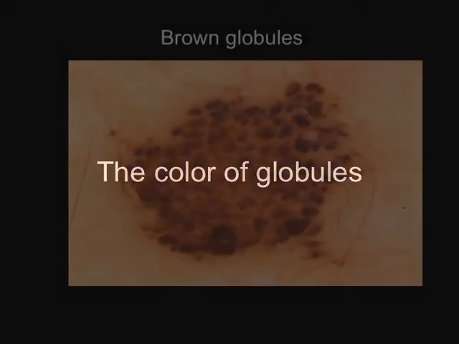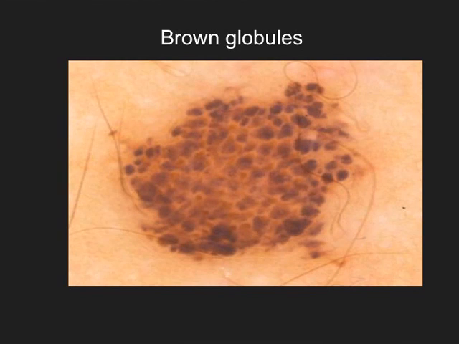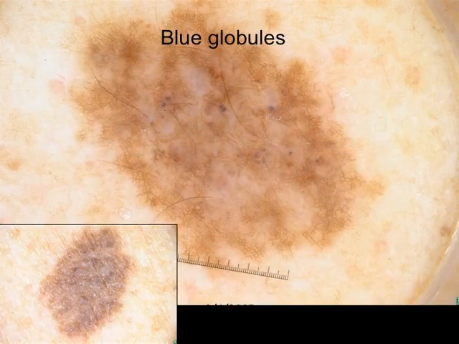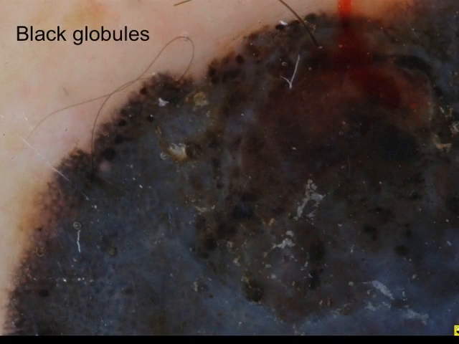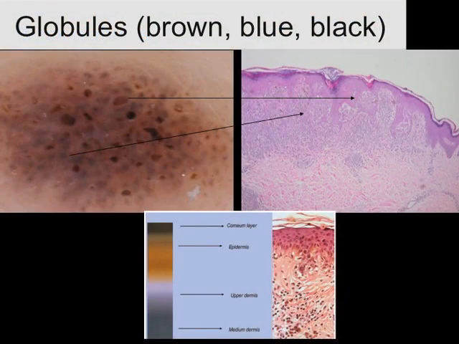Now, the color of globules, as mentioned, most commonly brown, sometimes blue, and if you see blue globules, it usually means it's a congenital nevus. Black, if you see black globules, usually goes more along with Spitz and melanoma. And the reason that you see the different colors in the globules, again, has to do with the Tyndall effect.